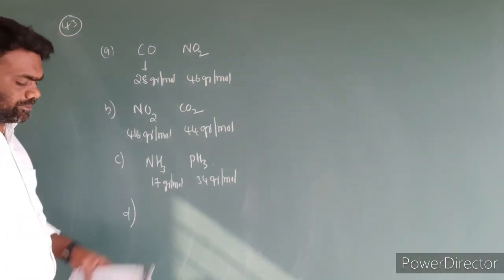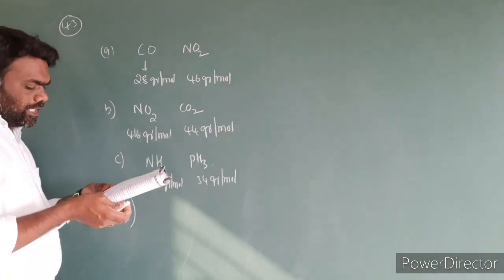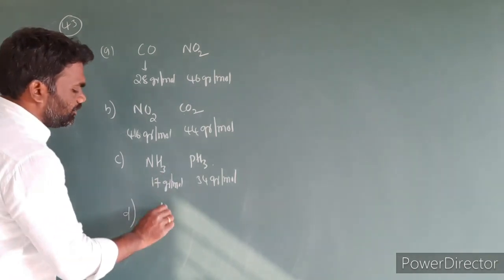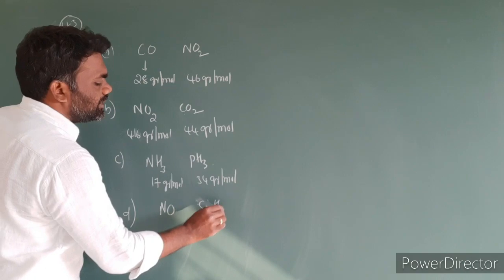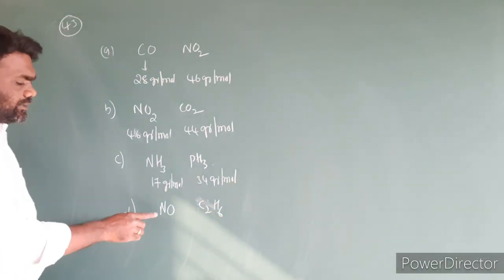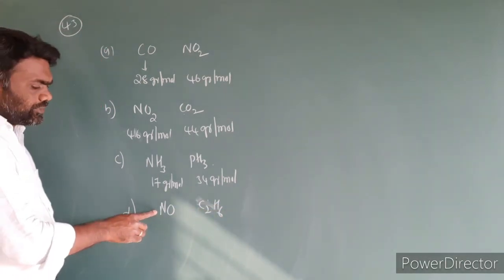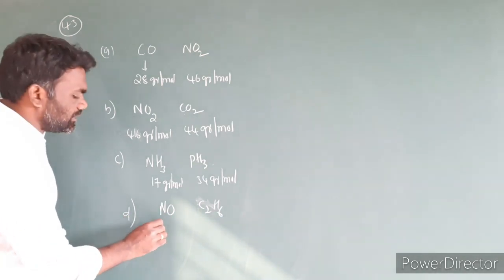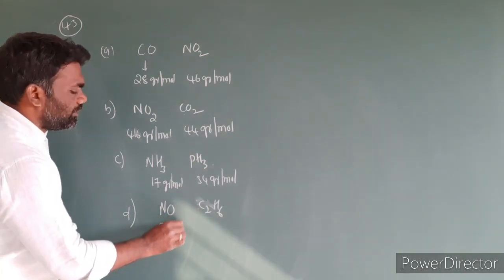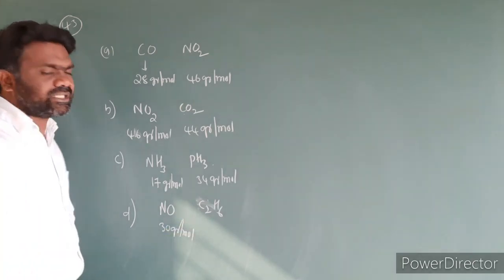So look at the fourth option. Fourth option, NO and C2H6. In the fourth option we have NO. The second one is C2H6. So here nitrogen is 14. Oxygen is 16. So 14 plus 16, that is equal to 30. This is 30 gram per mole.